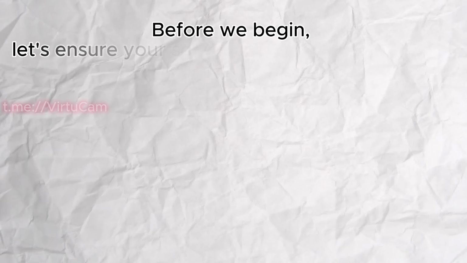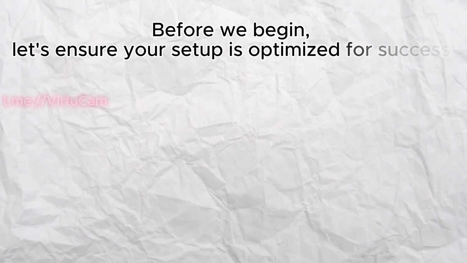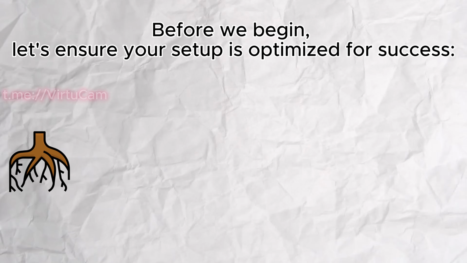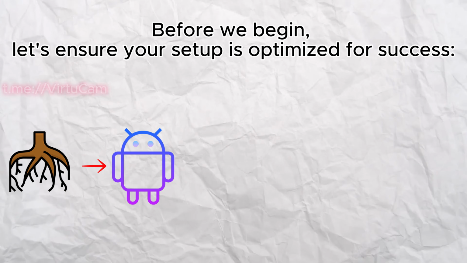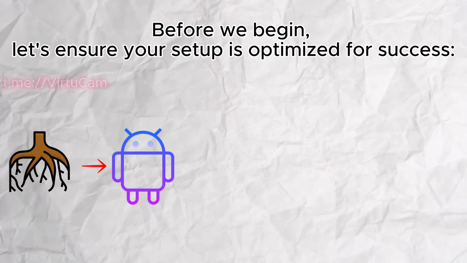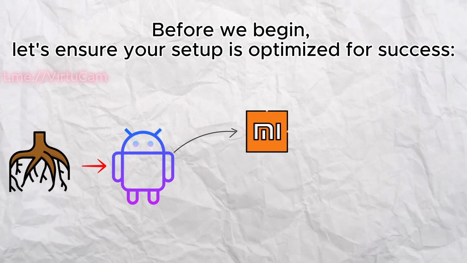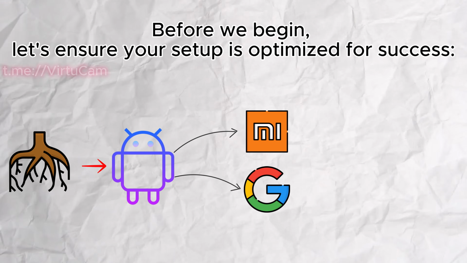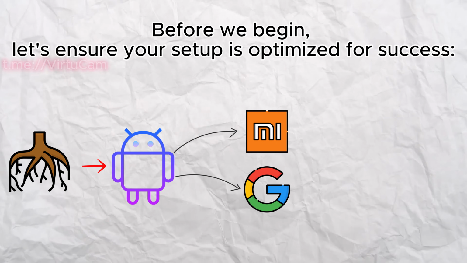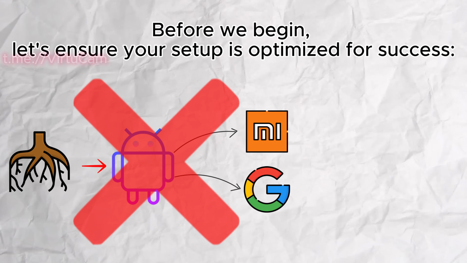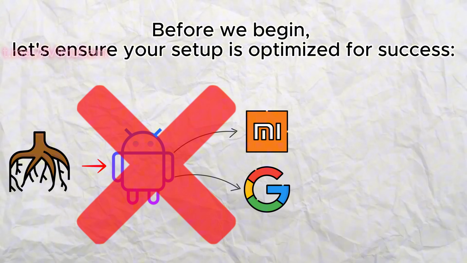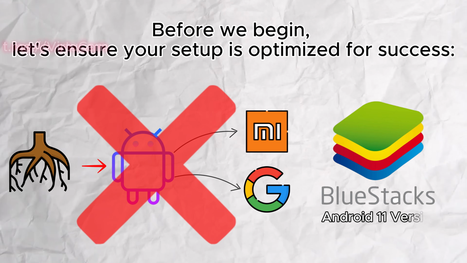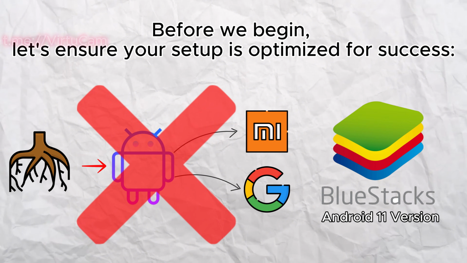Before we begin, let's ensure your setup is optimized for success. First, your device must be rooted and running Android 9 or higher. And for the best performance and compatibility, I recommend using a Xiaomi or Google device, though this method is versatile enough to work across various models. If you don't have access to a physical device, consider using BlueStacks 5 Android 11 with root access and the latest Android version available. So let's proceed with the computer setup.